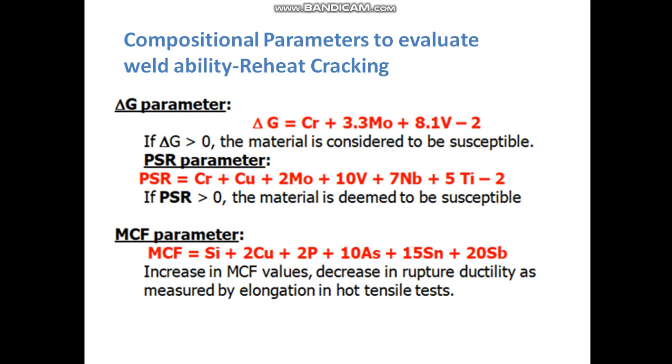Then there is the next parameter known as the MCF parameter. The MCF parameter considers the effect of silicon, copper, phosphorus, arsenic, tin and strontium on the cracking susceptibility, and an increase in MCF values decreases rupture ductility as measured by elongation in the hot tensile test. So these are the compositional parameters to evaluate the weldability for reheat cracking.